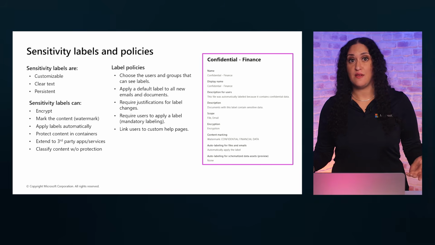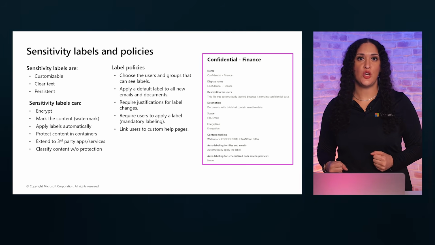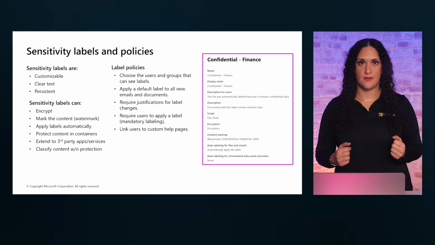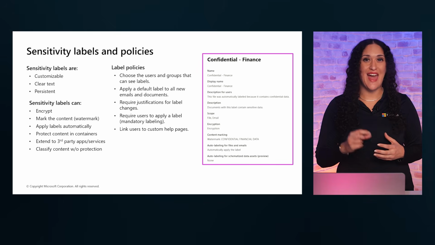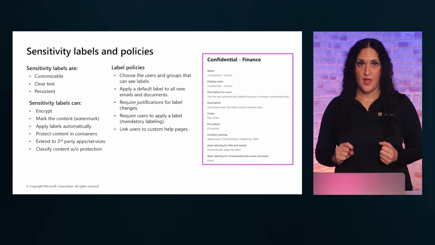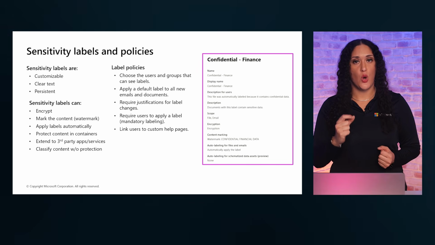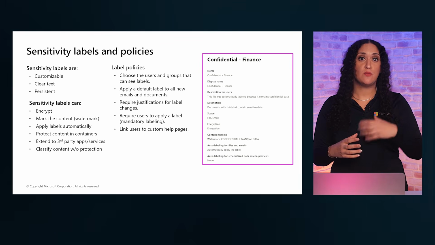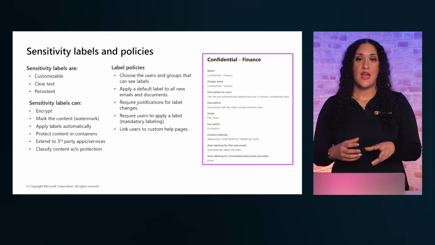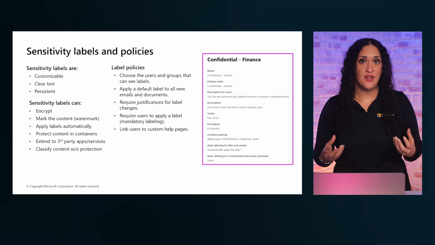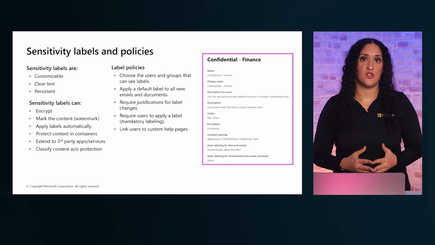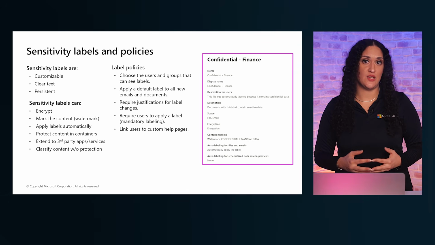We have a finance team that automatically labels emails and documents containing budget forecasts as confidential finance, applying encryption and a visible watermark. The label policy ensures only the finance group members can access or edit the content, and it blocks any external sharing. It can also require justification if a user attempts to downgrade the label, protecting the sensitive financial data without disrupting the daily collaboration.